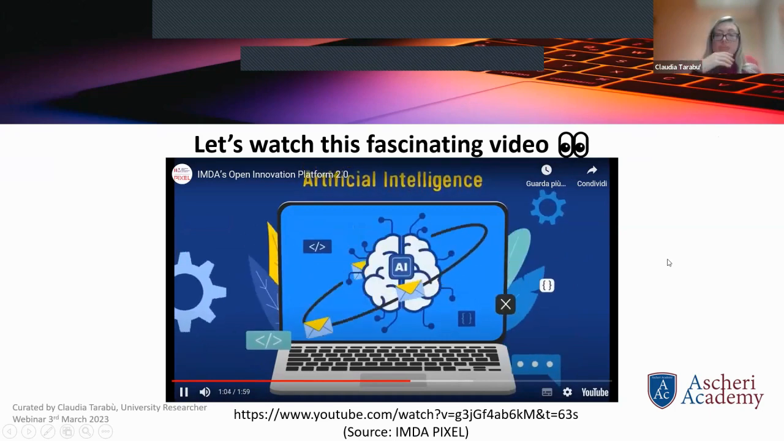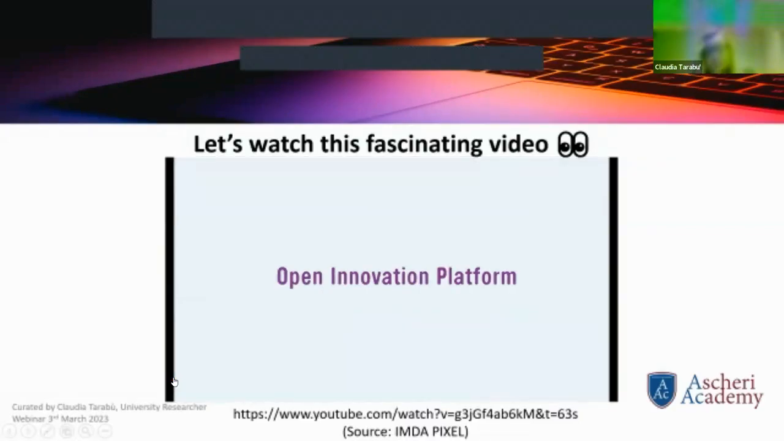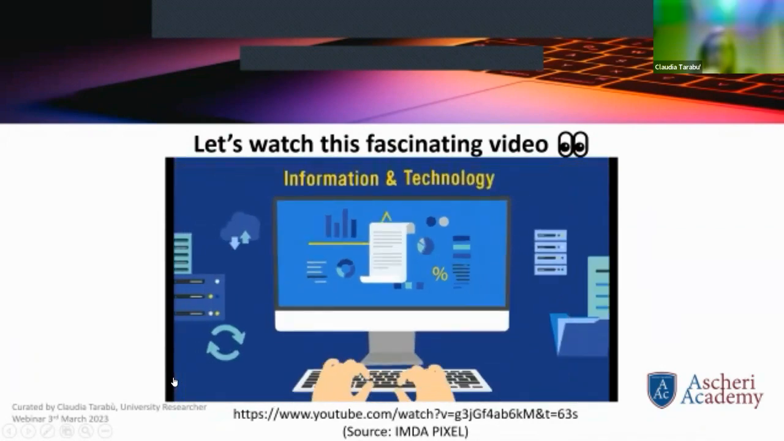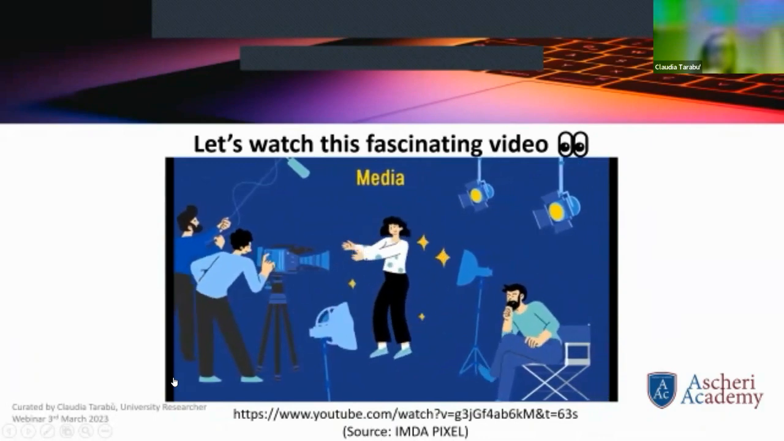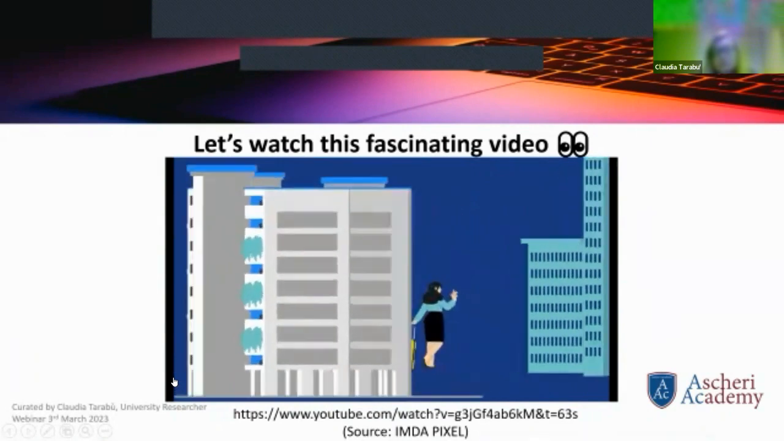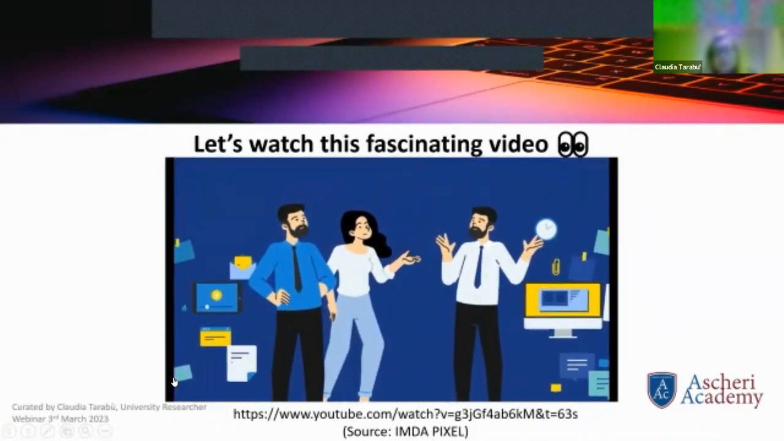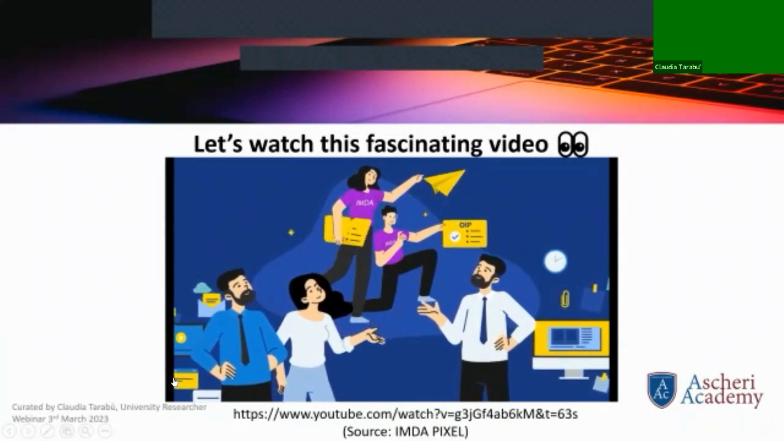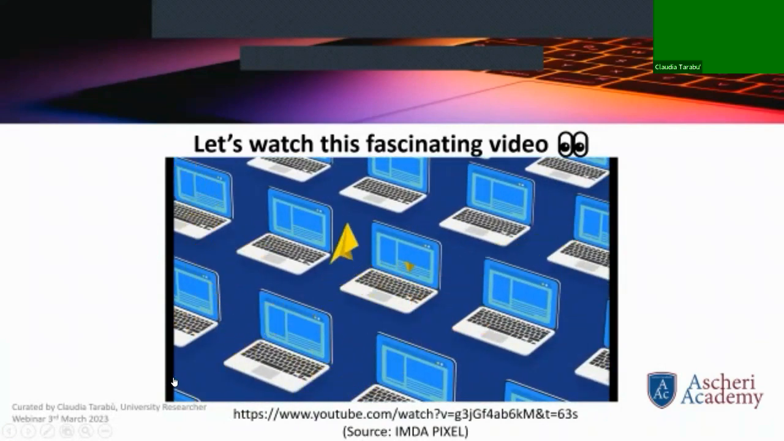And artificial intelligence to co-create innovative digital solutions. The Open Innovation Platform has opened doors to tech innovation for businesses of all types. Agriculture, information and technology, media, built environment, tourism and hospitality. We are here for companies from the start, from identifying business challenges faced to defining digitalization needs for tech solvers locally and globally, matching innovation projects and tech solvers, and kicking off collaborations to prototype solutions.